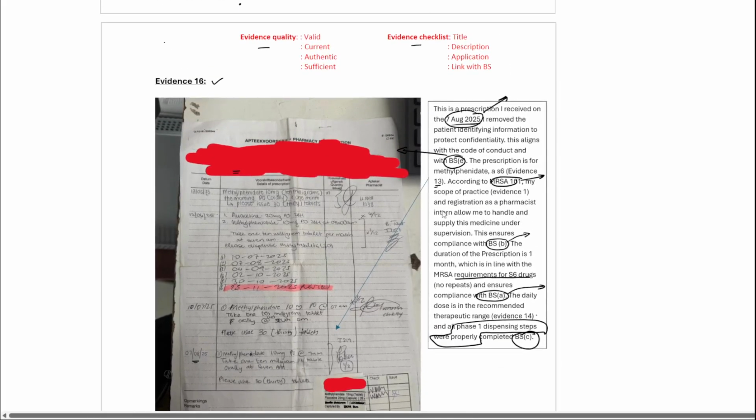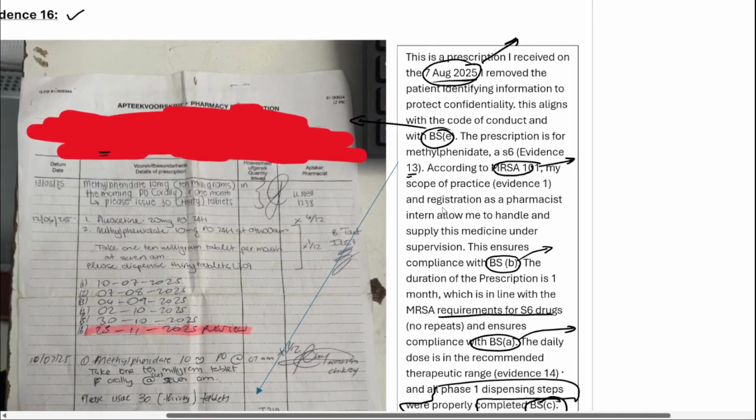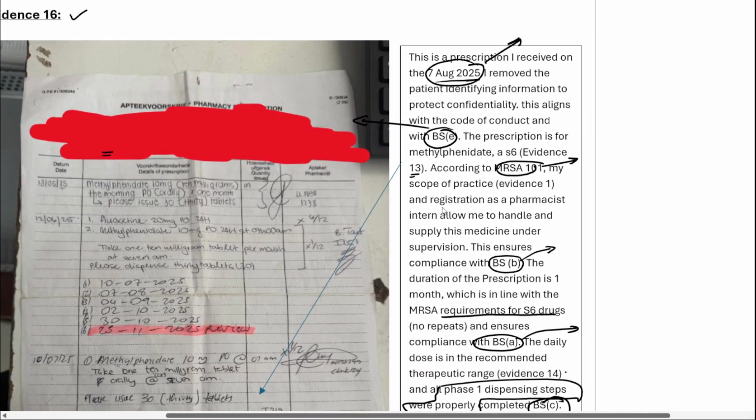Okay, so now going back to what this person has actually provided here, just to zoom in to that specific section that I want us to discuss. This is a prescription I received on this date, so we can say that this evidence is current. It is current because it states the year of the internship, which is 2025. Okay, remove patient identifying information. This aligns with the code of conduct.